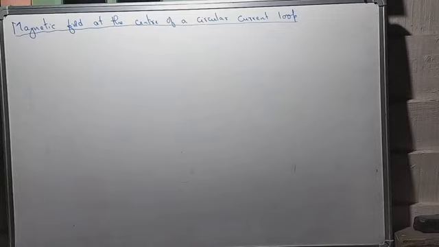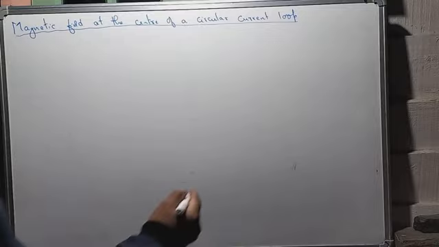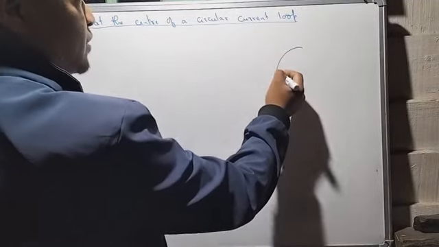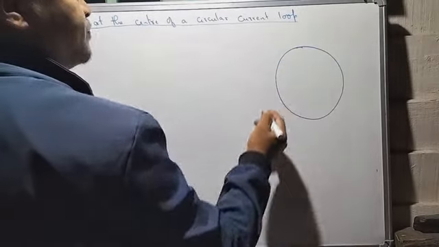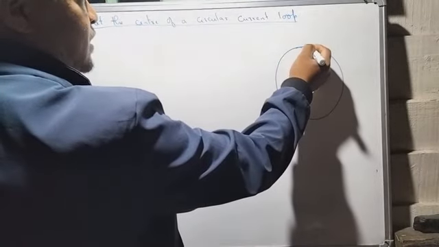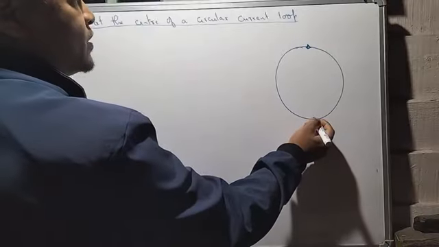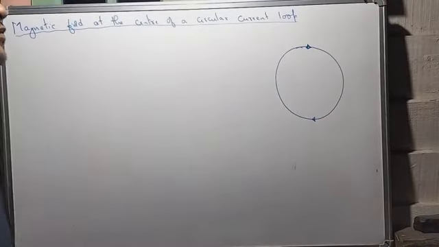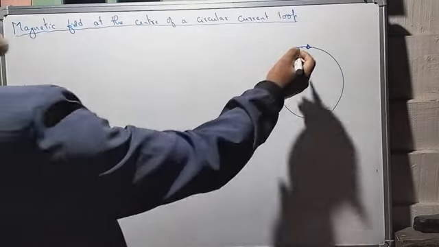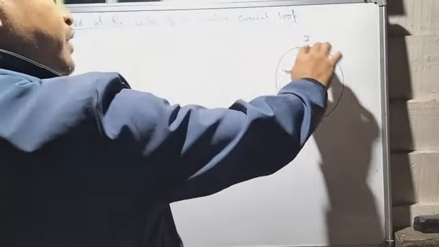This is the applications of Biot-Savart law. And the first application of Biot-Savart law is to find the magnetic field at the center of a circular current loop. So this is my circular current loop which carries a current I in the clockwise direction. So this is a current I, it is flowing in this way.